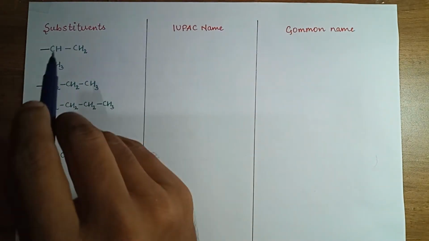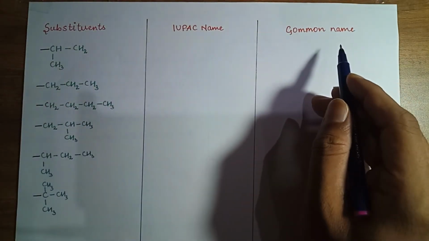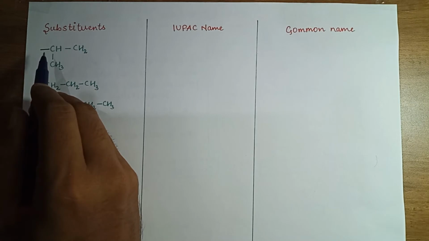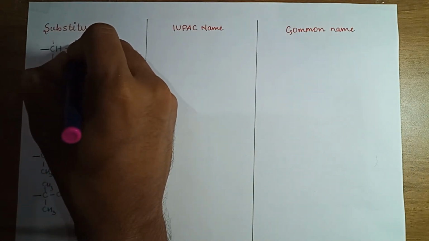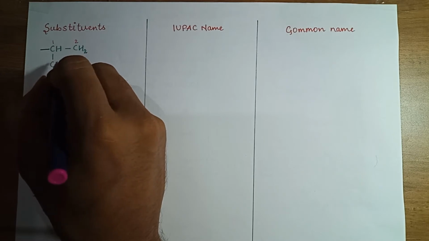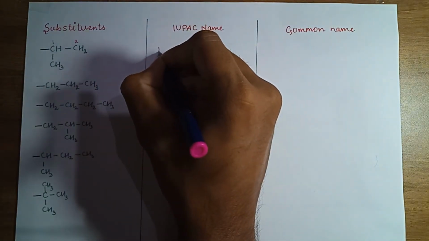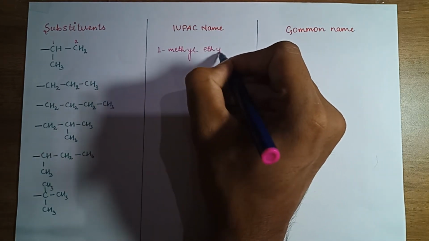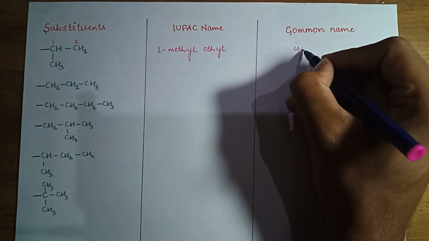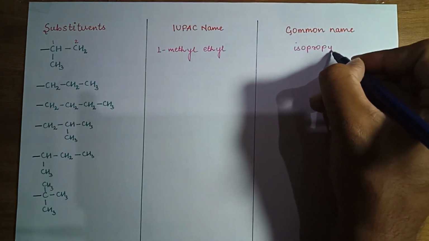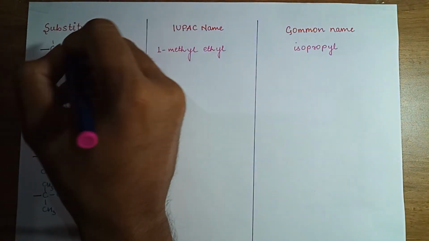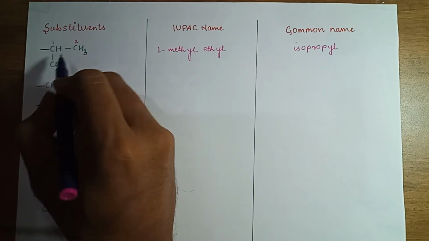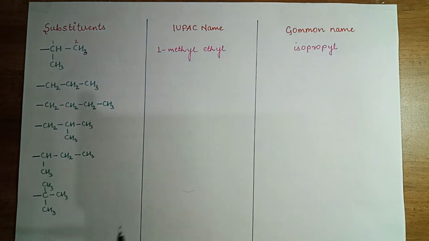Now we will see some common complex substituents, their IUPAC name and common name. This indicates it is attached to the main carbon chain. So first select the longest carbon chain, that is 1 2, and the branching is at one position. So the IUPAC name will be 1 methyl ethyl, and common name is isopropyl. Because isopropyl, why isopropyl? This is CH3 with carbon, two other CH3 groups are attached, so it is isopropyl.